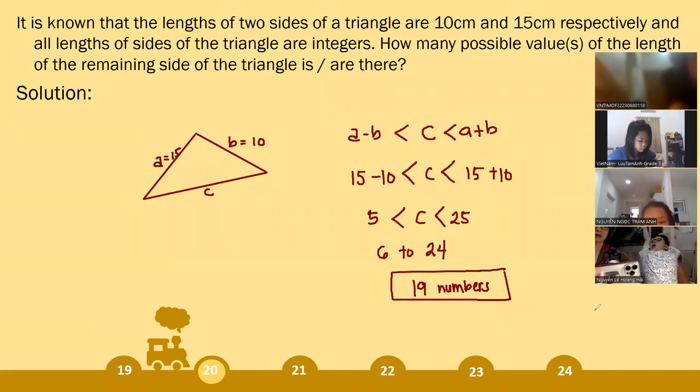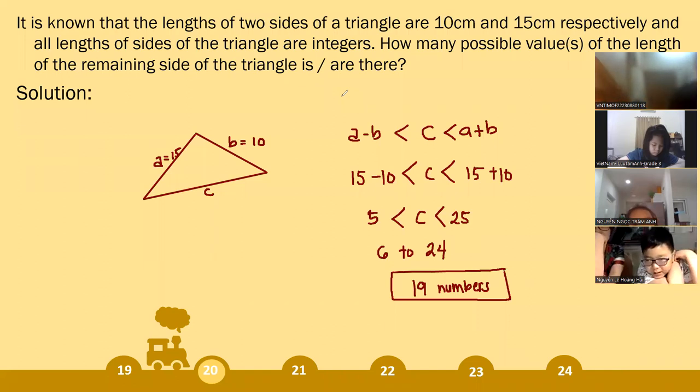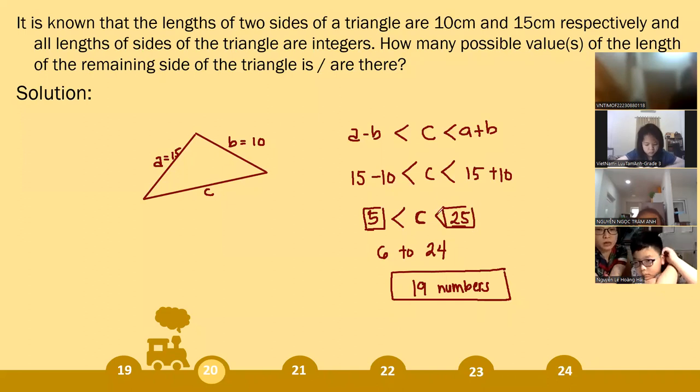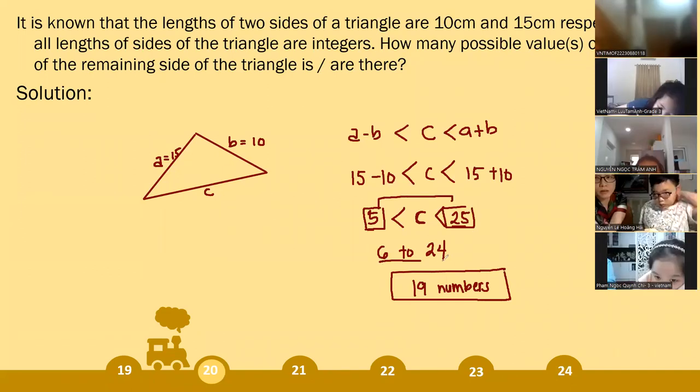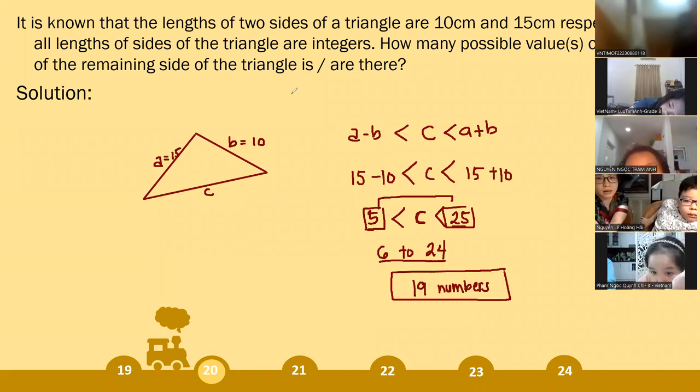Do you understand? Is it because you add 10 centimeters and 15 centimeters, making it 25, and C will be from 6 to 24 because 15 minus 10 is 5, but you add 1? Yeah, take a look at this. The values are between 5 and 25, so it should not be 5 and 25. It should be between them, which are the numbers 6 to 24. Okay, I get it now.